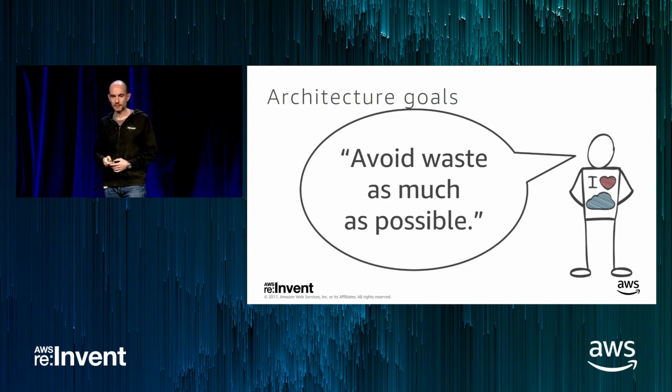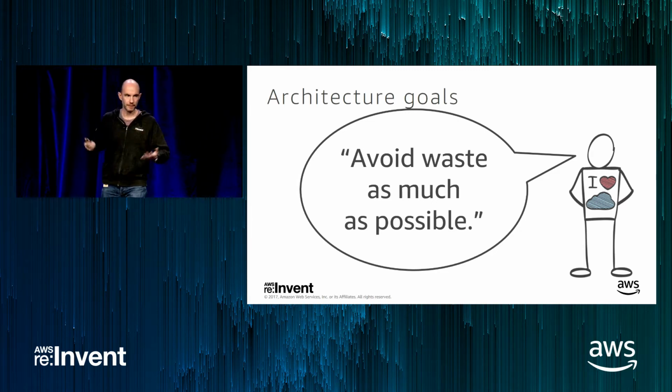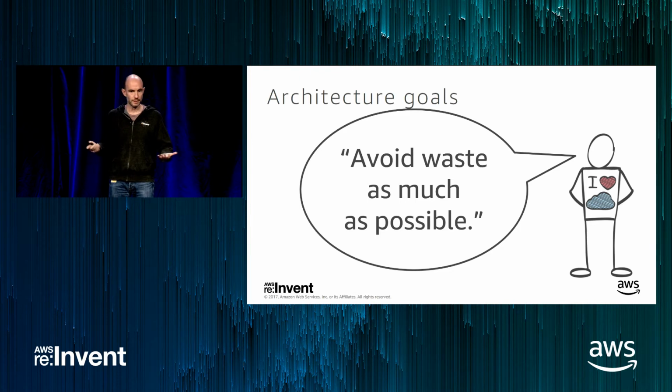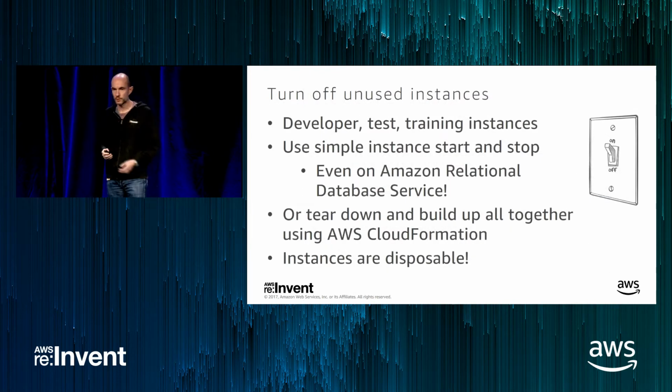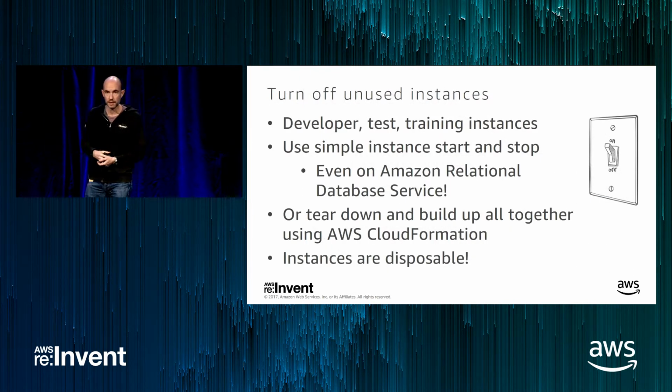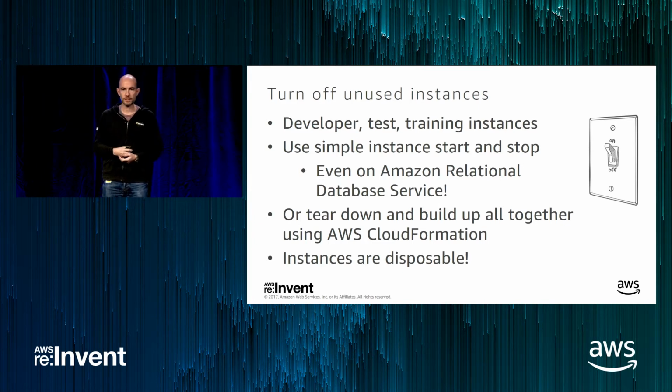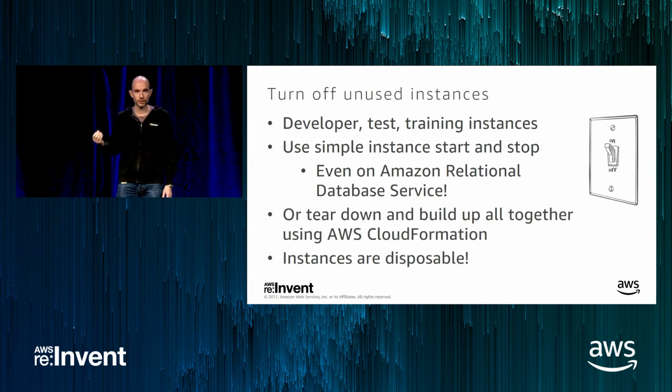So as an architect, you want to avoid as much waste as possible. You want to architect something that is elegant, that is beautiful, and that doesn't really waste a lot of resources. And the easiest way to do that is to turn off unused instances. And it turns out that a lot of instances are just lying around, spending your money without being used. And those are typically developer, test, and training instances that are just sitting there doing nothing over the weekend or during off hours, right? So these are the easiest low-hanging fruits that you should eliminate. And you can even start and stop them, or you can get rid of them.